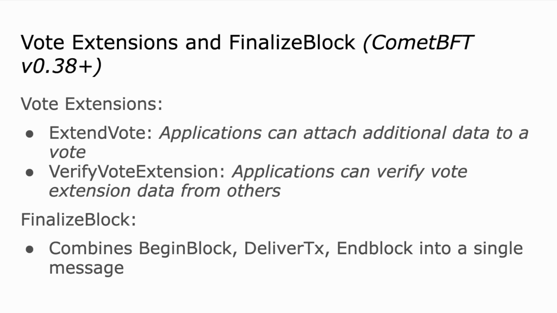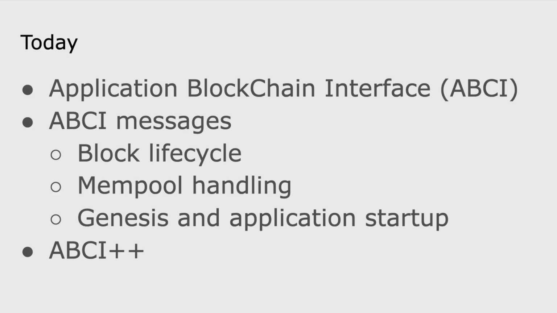The application gets the full block at once, executes it, and returns the final app hash and execution results in one step. It's still worth knowing the earlier ABCI approach because a lot of chains are still using it. But overall, these changes simplify the execution model.